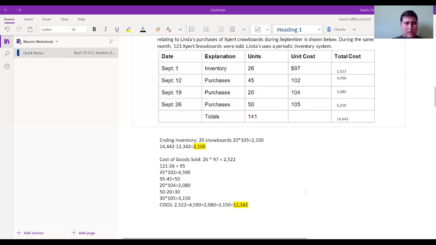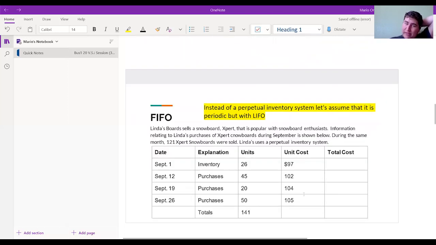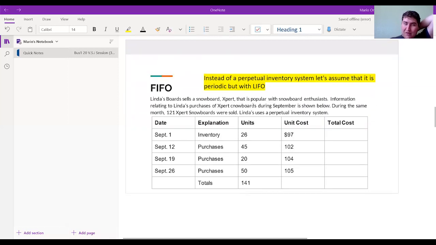Okay, so I'm going to move on to the next one. Originally, I was going to do this, but if we have more time, I'll come back to it. This was just a leftover. And notice I did send out the slides, but I did change it a little. Instead of perpetual, let's assume that it's periodic, but with LIFO. That way, instead of doing FIFO for the same problem, you can try LIFO and see how different it is.